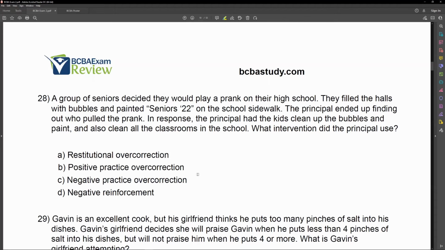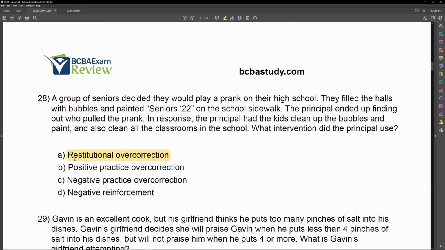What intervention does this sound like? Is that A, restitutional overcorrection? Yes. Restoring the environment to a shape better than it was, the way you found it, is considered restitutional overcorrection. A looks like our best answer, probably is our answer.